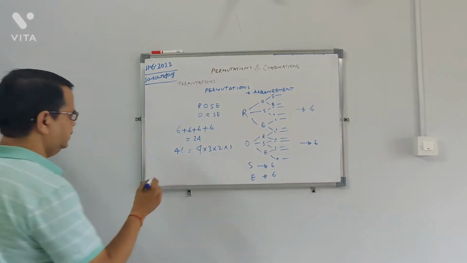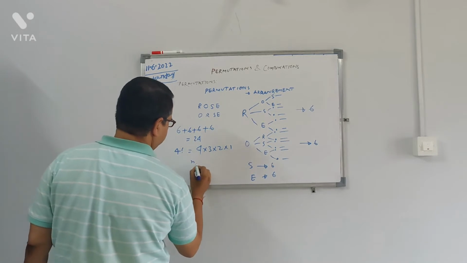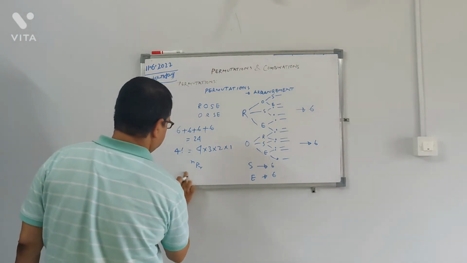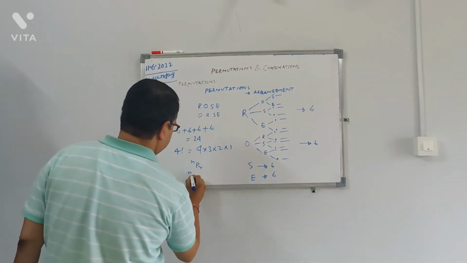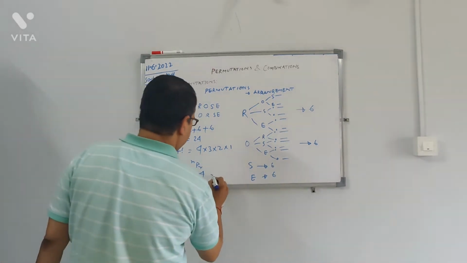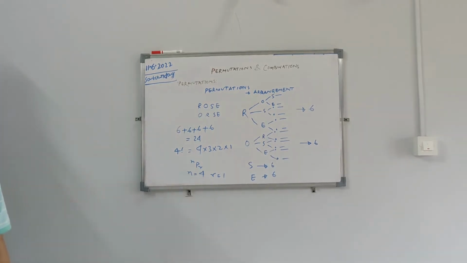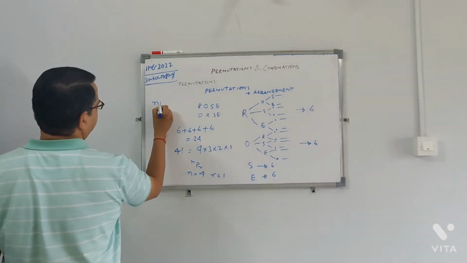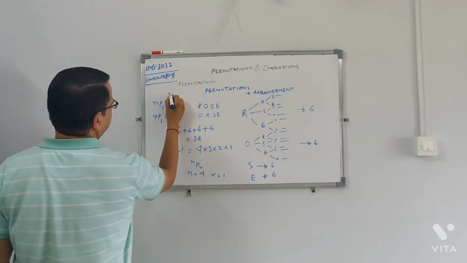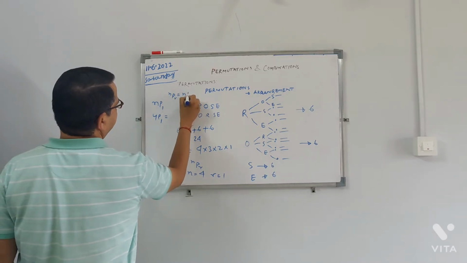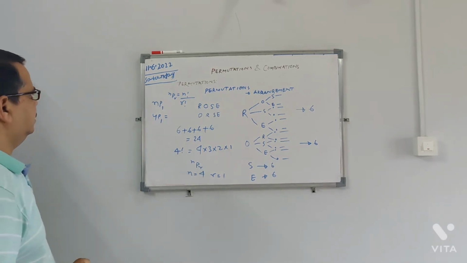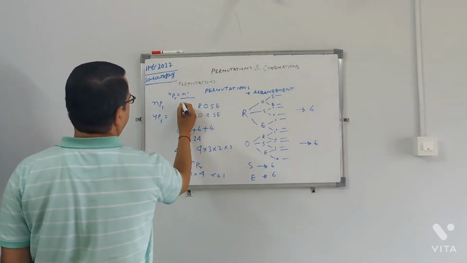Or otherwise, this is a permutation, which we write as nPr. Here your n is 4 and your r is 1 if you are taking one letter at a time. So nPr is equal to n factorial divided by (n minus r) factorial. The formula with r factorial in the denominator too is for combination.